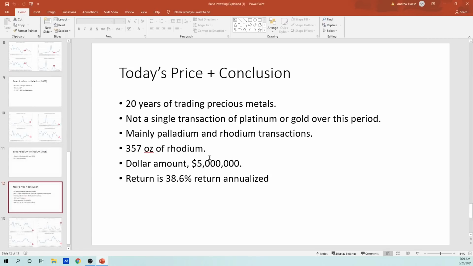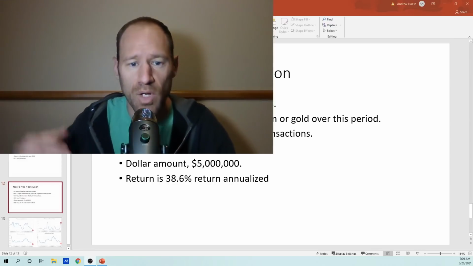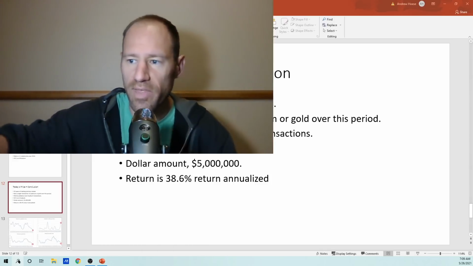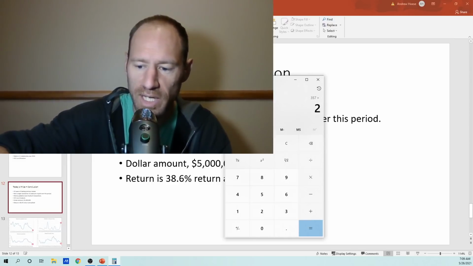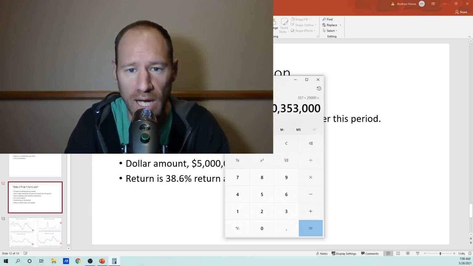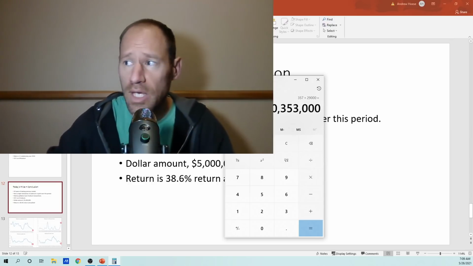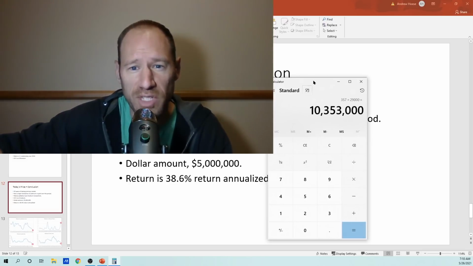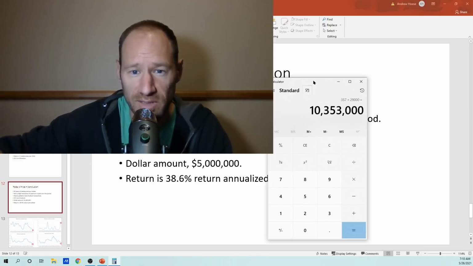So another thing I want to tell you guys, if you do the calculation now, because rhodium is in such a deficit, rhodium is now about $30,000 an ounce. We'll call it $29,000. If you own 357 ounces times 29,000, it's now $10.3 million. Using ratio analysis of swapping metals back and forth, the return went from $10,000 to $10.3 million.